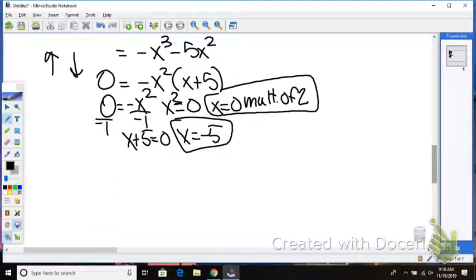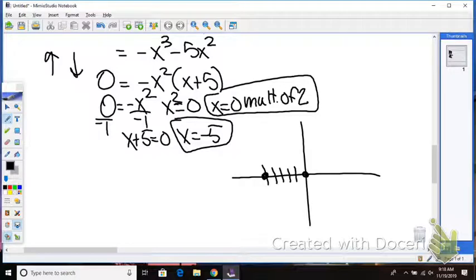Okay, so I found two zeros. I found x equals 0, but that had a multiplicity of 2. There's 2 of them. And I got x equals negative 5. Do you guys agree with me? Yeah. Okay, so I'm going to go ahead and plot those points. I have 0 and I have negative 5.